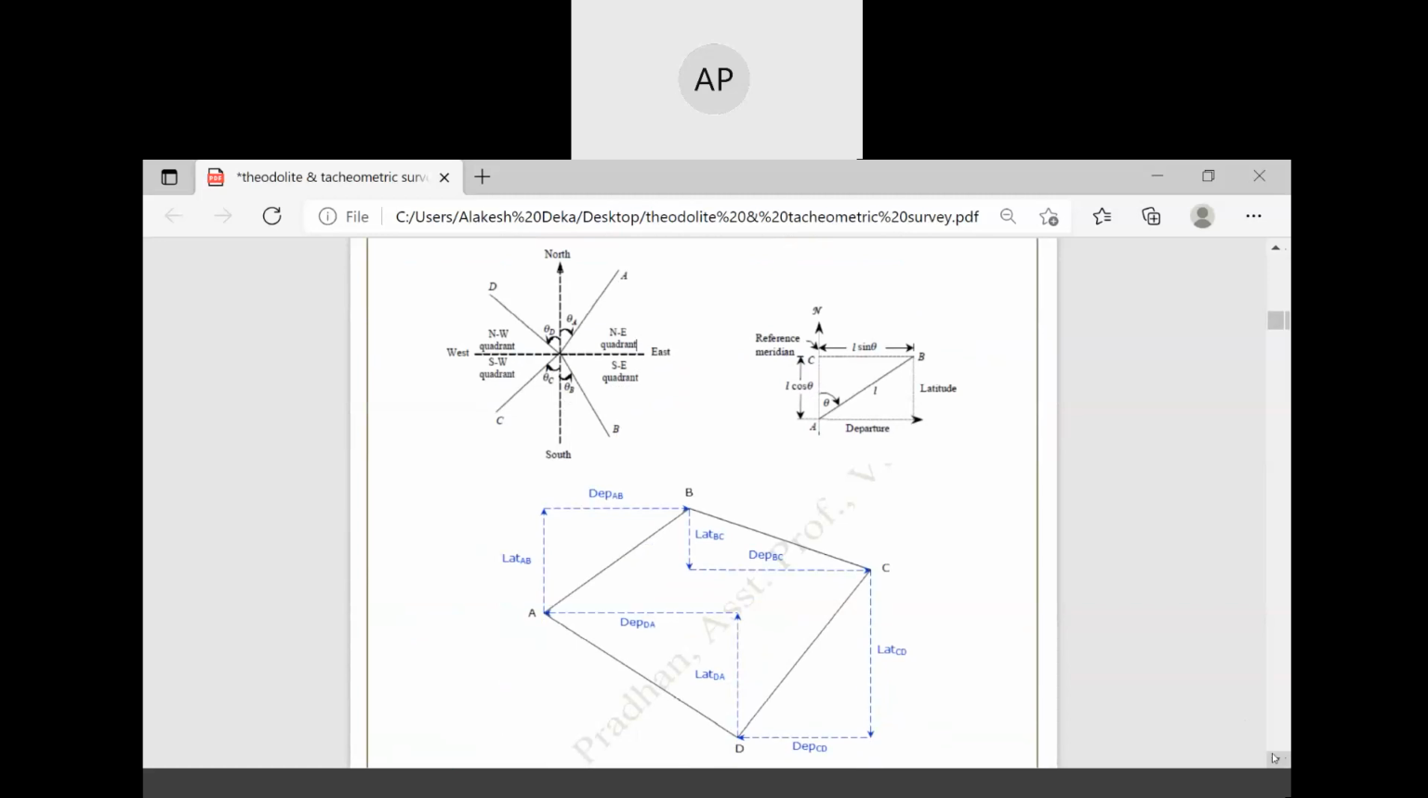Okay. So these are the directions showing latitude and departure, and departure is given as L sin theta and latitude is L cos theta. L, as I have already told you, is the length and theta is the angle between the two lines.